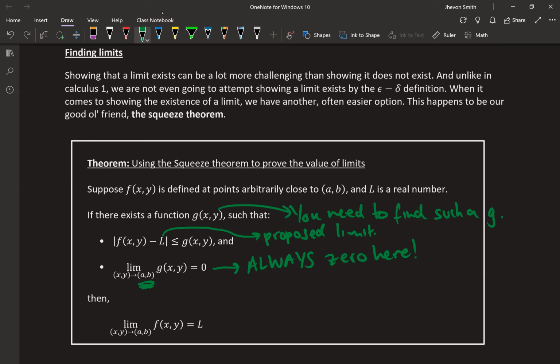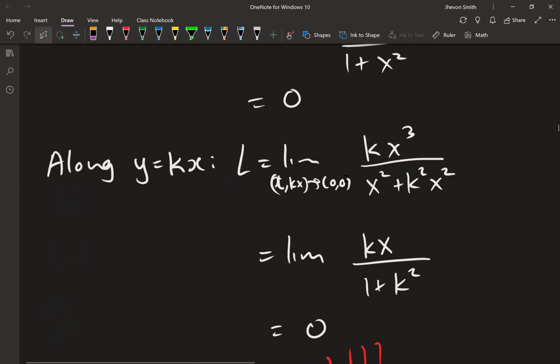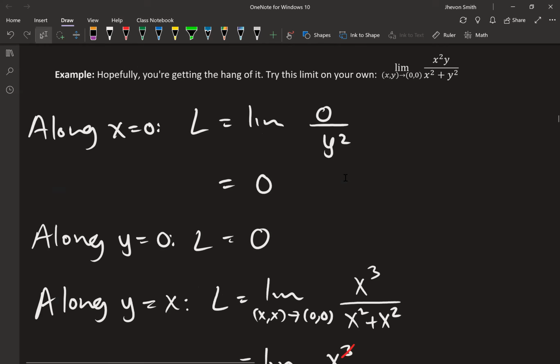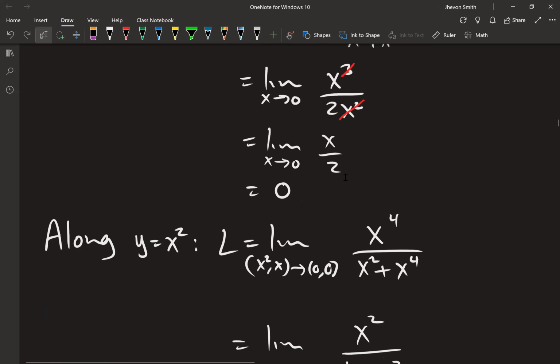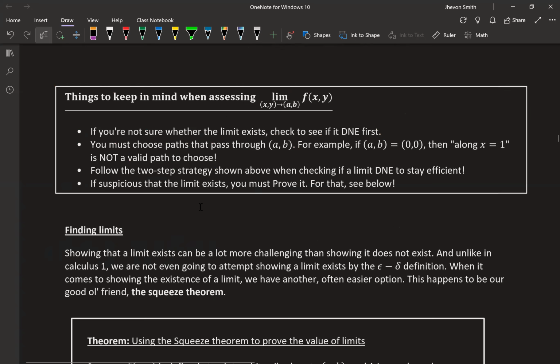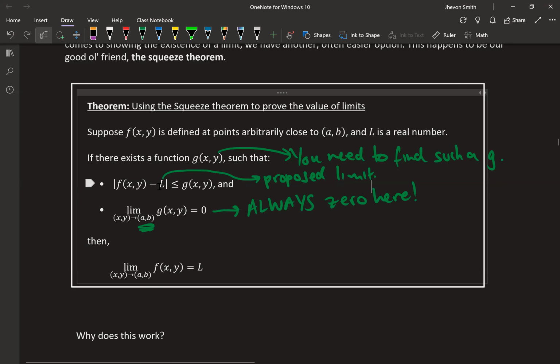Now, in our example above, what would you think that the limit is? If the limit exists, what do you think it would be? Zero, right? Because all the paths are approaching 0. So if the limit does exist, it would have to be 0. So in this scenario, I would plug in L equals 0, and then I would try to find a function that's bigger than or equal to f in absolute value.